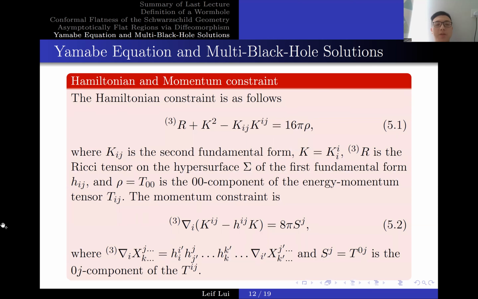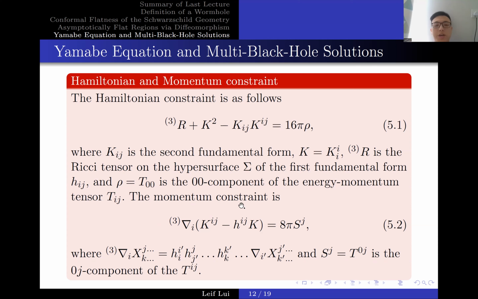So what are the Hamiltonian and momentum constraints? The Hamiltonian constraint is as follows. Basically it's this one: R^(3) plus K squared minus K_ij times K^ij is equal to 16 pi rho. So what does this mean? K_ij is the second fundamental form. K is simply the trace of the second fundamental form. And R is the Ricci scalar on the hypersurface of the first fundamental form, h_ij. Moreover, rho is simply the 0,0 component of the energy momentum tensor.